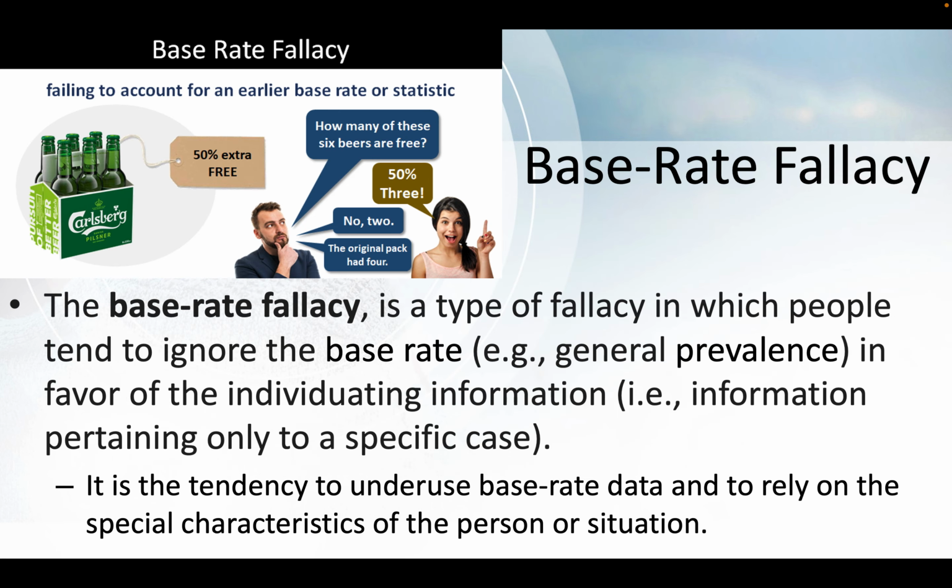The base rate fallacy is a type of fallacy in which people tend to ignore the base rate, general prevalence, in favor of the individuating information pertaining only to a specific case. It is the tendency to underuse base rate data and to rely on the specific characteristics of the person or situation. Base rate fallacy.